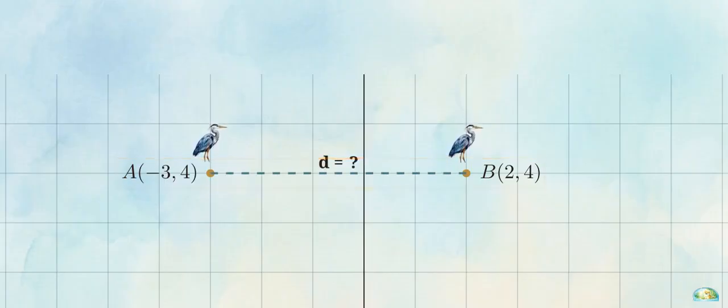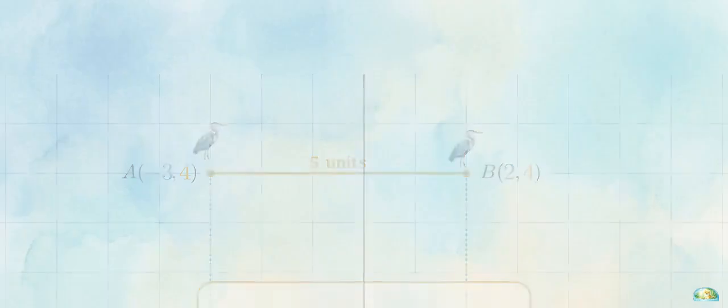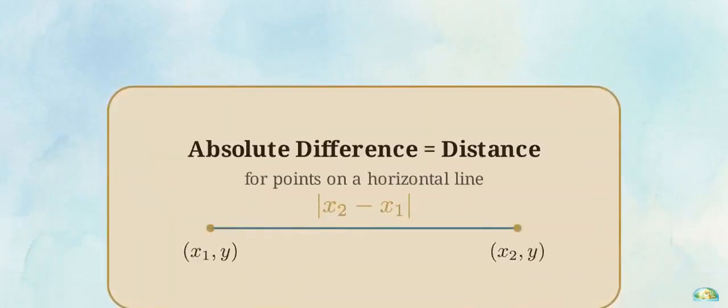First, check the coordinates. Because the y-coordinates are identical, they are both 4, the path between these 2 points is strictly horizontal. To find the distance, we calculate the absolute value of the difference between the x-coordinates. We subtract -3 from 2, which gives us an absolute value of 5. The distance is 5 units. When points share a y-coordinate, the absolute difference of their x-coordinates will always reveal how far apart they are.